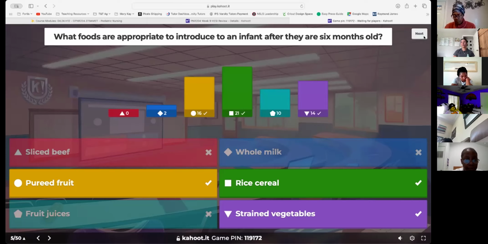What age can we introduce whole milk? Who remembers? After 1 year. Yep, after 1 year. Before then, we can cause GI bleeding. So whole milk is not going to be appropriate. We do not have teeth for sliced beef yet, so probably not a good choice. And then we're going to hold off on those fruit juices until they're drinking more from a sippy cup.